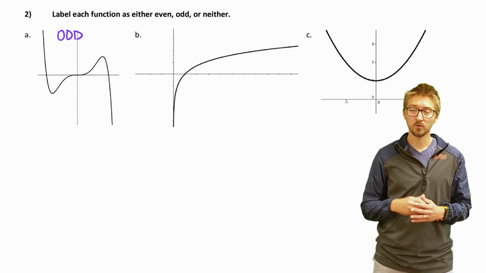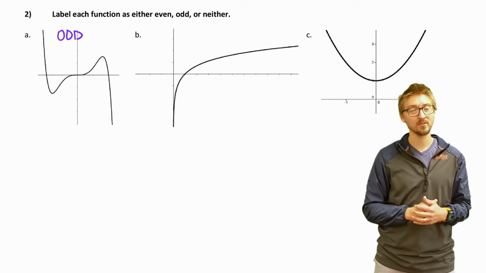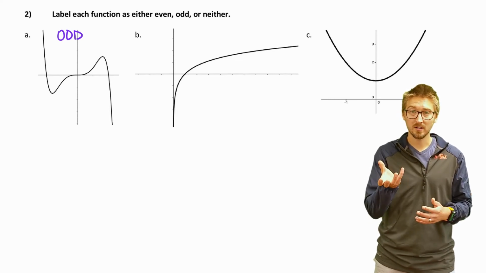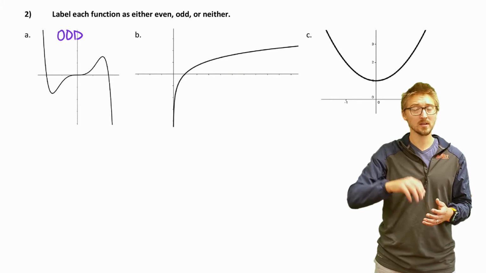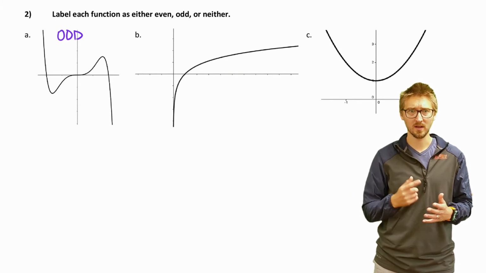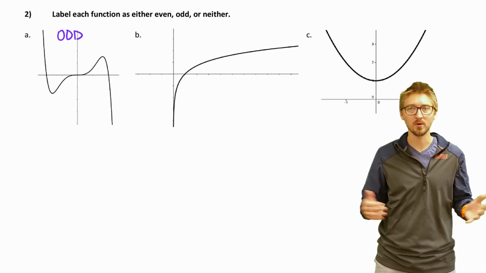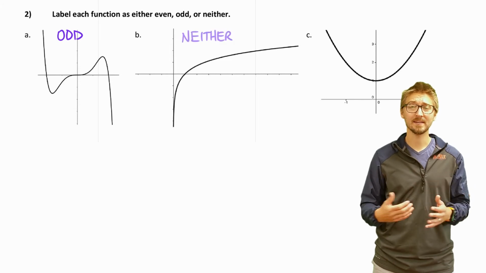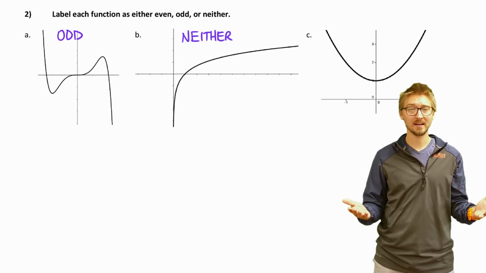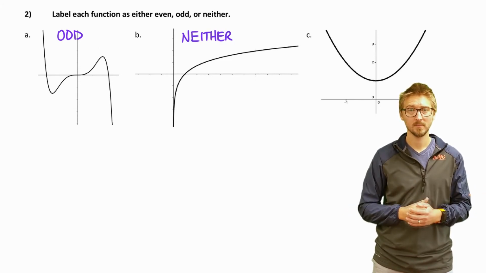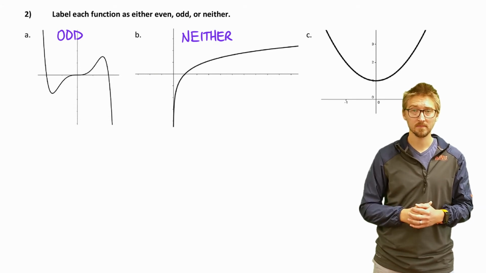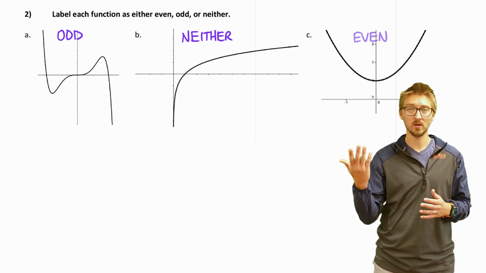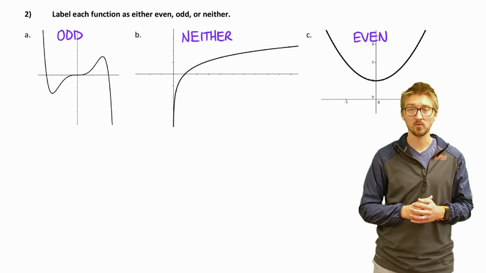Graph B, if we try to see if that's even, it would not flip back onto the original. If we try to see if it's odd, it does not rotate back on top of the original without doing a whole loop, which is kind of pointless. So this graph is neither. It's not even, it's not odd. If we look at the third graph, graph C, this is definitely even. If you look at the left and the right sides across the y-axis, it's bilaterally symmetrical.